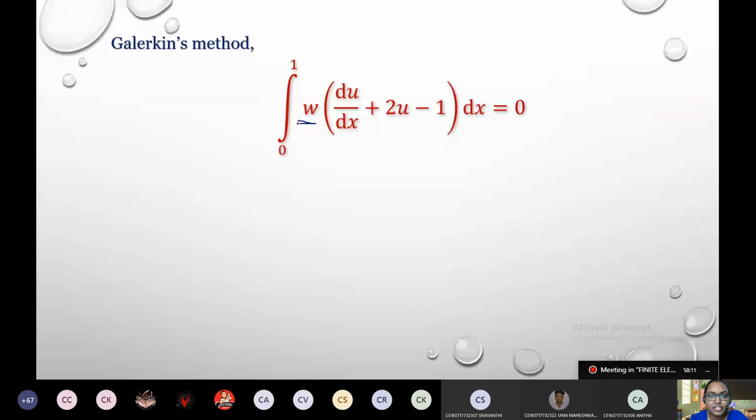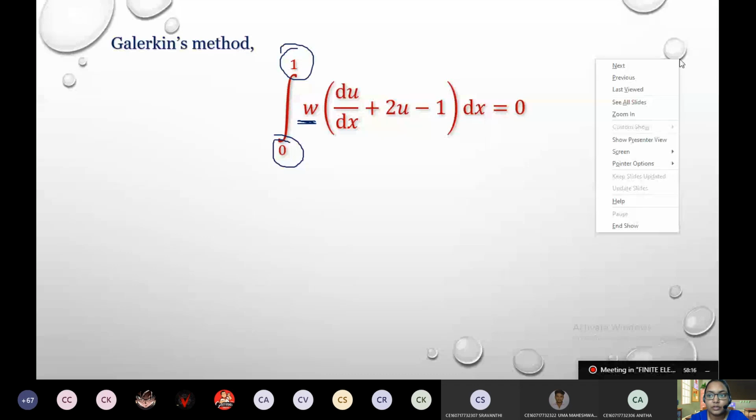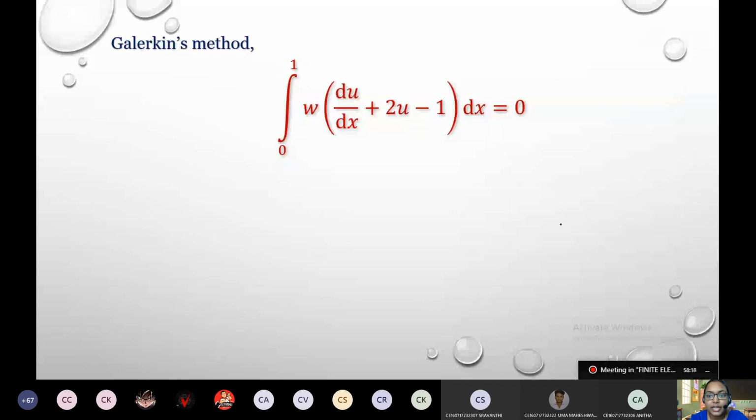For that, a weighting function is taken into account and the boundary region 0 to 1, because it is told that 0 less than x less than 1. So the boundary is 0 to 1. And for the L of u minus p, whatever we had, this is the Galerkin method consideration we can take. Alright, now this one is solved. Now let us take this as equation number 3.